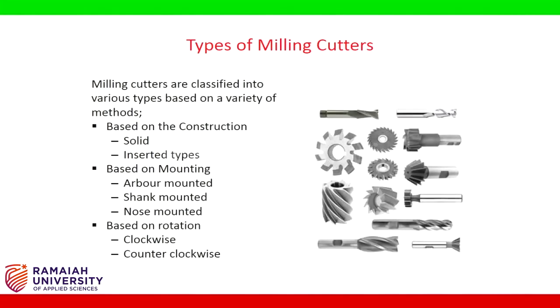Types of milling cutters. The milling cutters are classified into various types based on a variety of methods. Based on the construction, solid and inserted types. Based on mounting, arbor mounted, shank mounted, and nose mounted. Based on rotation, clockwise and counterclockwise.